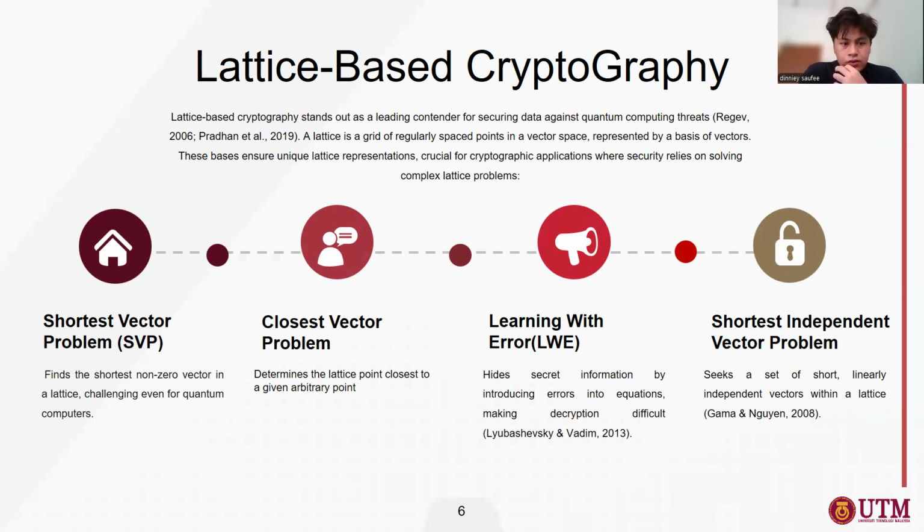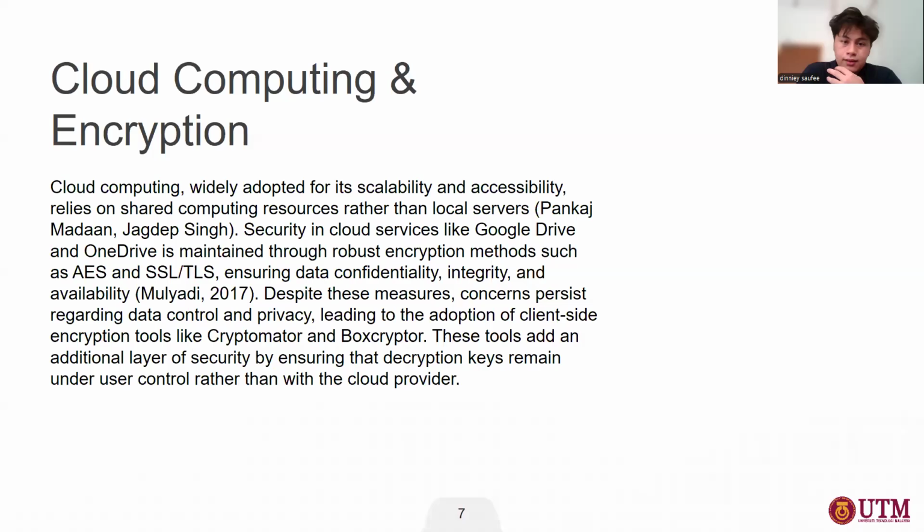The shortest vector problem is finding the shortest non-zero vector in a lattice. It's very challenging, all of that is very challenging for quantum computers. The closest vector problem is determining the lattice point closest to a given arbitrary point. Then LWE, or learning with errors, hides secret information by introducing errors into the equation, making the equation substantially more difficult. And the shortest independent vectors problem seeks a set of short linearly independent vectors within a lattice.